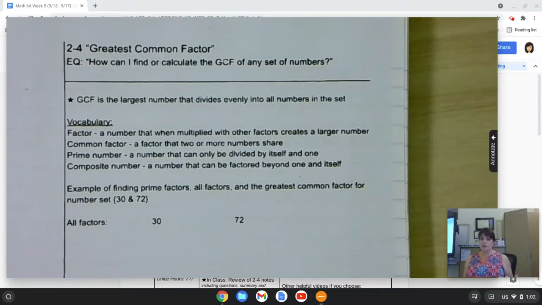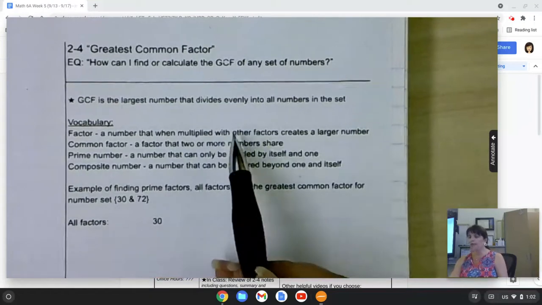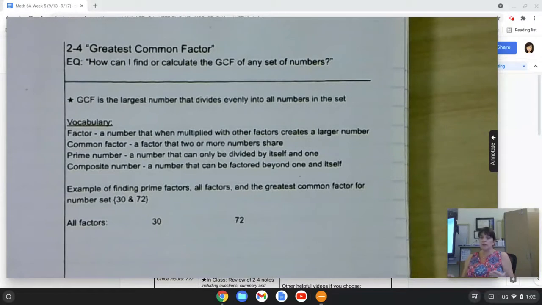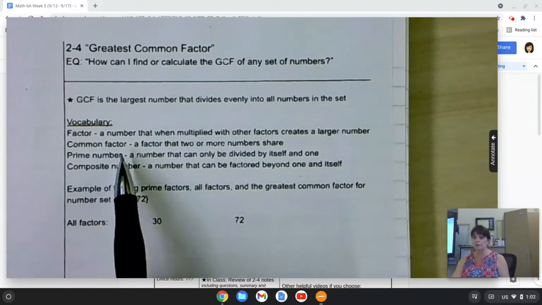So factors, okay, most important word in this: a number that when multiplied with other factors creates a larger number. 2 times 3 equals 6. You already knew that. 2 and 3 are both factors that create the product 6. Okay, a common factor would be one that they're shared.